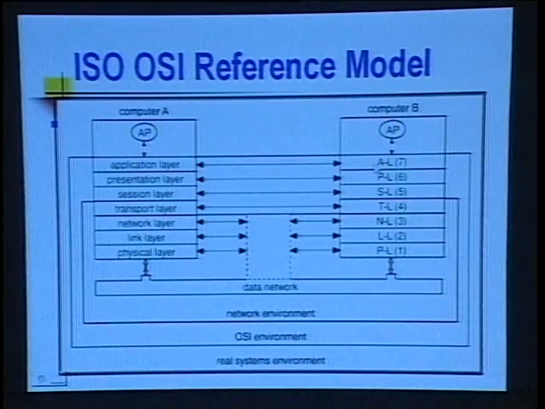Again, in that computer we have the physical layer, data link layer, network layer, transport layer, session layer, presentation layer, and application layer. We see here that this whole diagram is our real system environment. And this 7-layered architecture, as we call it, is the OSI environment, the 7 layers in our computer A and 7 layers in our computer B. Then the 4 layers in this 7-layer model are our network environment. We see here physical, data link, network, and transport. This is basically our network environment, and this is physically the data network.